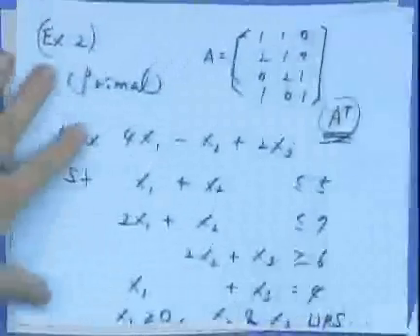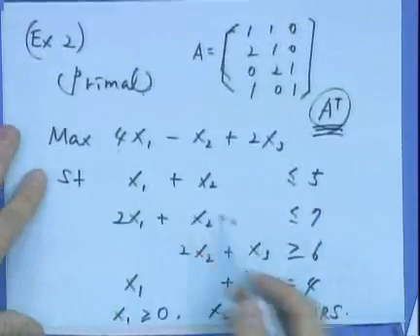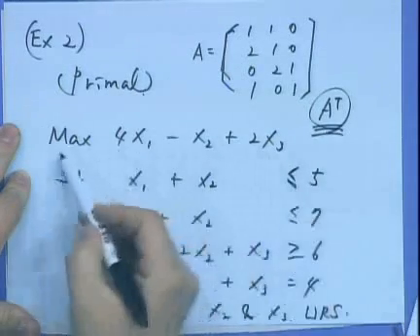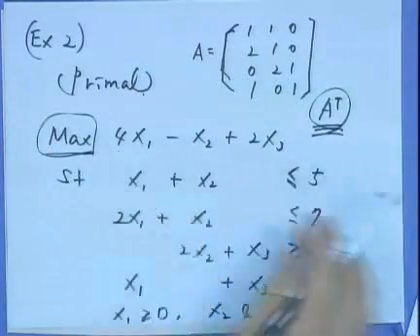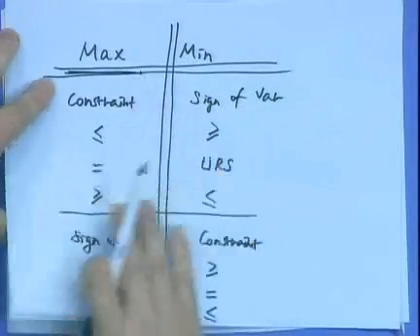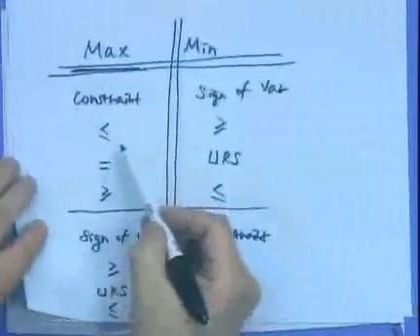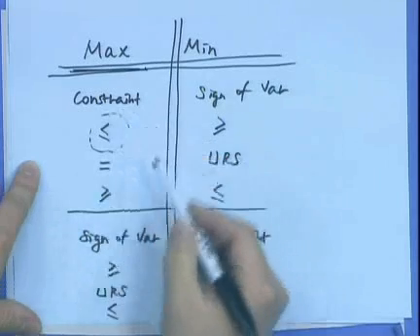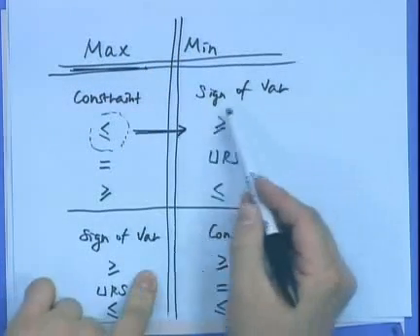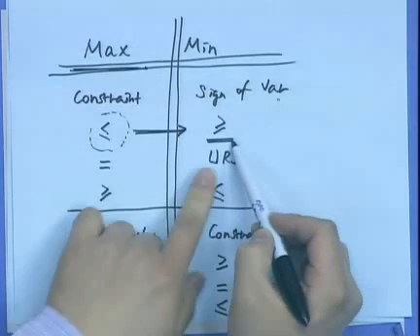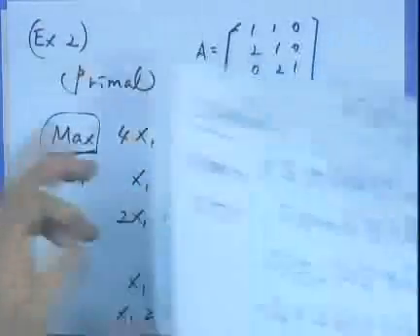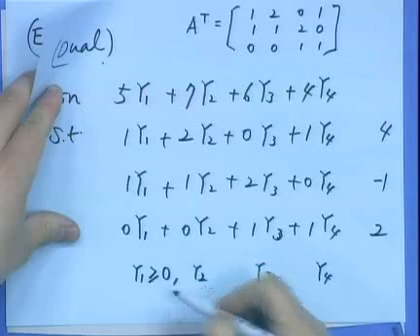Okay, so in the primal problem, the first constraint is a less than equal sign, right? And our primal problem is a maximization problem. So in the maximization problem here, the first constraint is less than equal, which tells us in the minimization problem the first variable should be greater than equal to 0. Okay? So the first dual variable is greater than equal to 0.